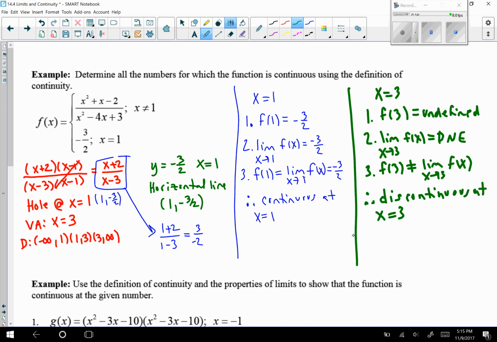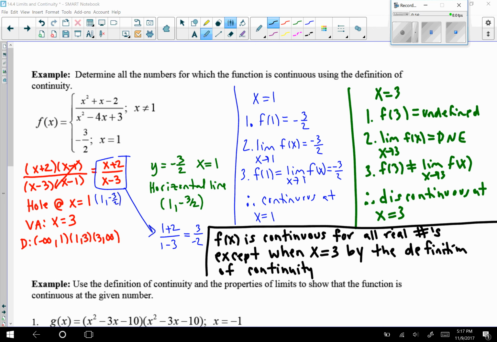So the last part would be to write out your final answer. My concluding statement would be f of x is continuous for all real numbers except for when x is equal to 3 by the definition of continuity.